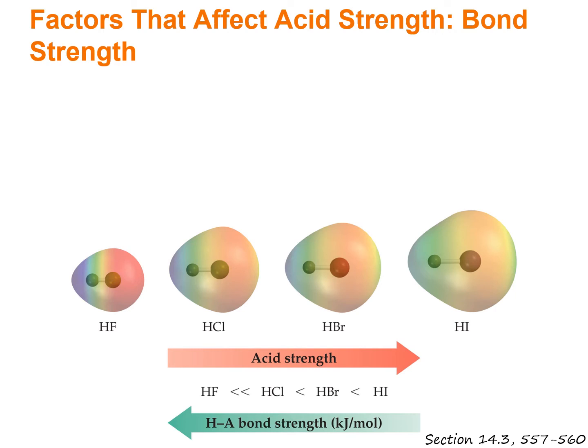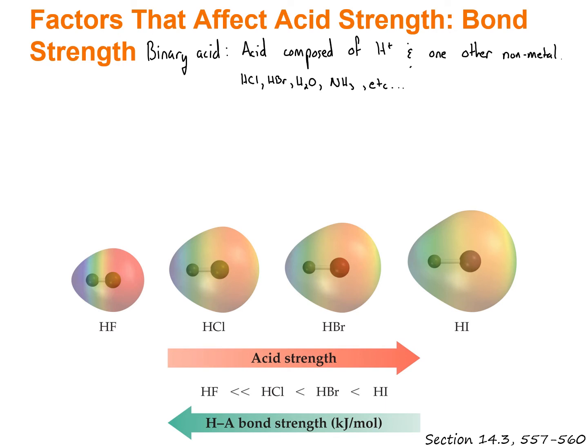Another thing to consider is bond strength and how strong an acid we're going to get. We're going to look at one type of acid for this argument, just looking at binary acids, and those are composed of H plus some other non-metal. So that would include HCl, HBr, H2O, NH3. And notice H2O and NH3 have more than two atoms present, but binary just means two elements present, hydrogen and something else. And so H2O and NH3 still count. And I guess maybe NH4 plus would have been more appropriate than to put NH3 in this case.